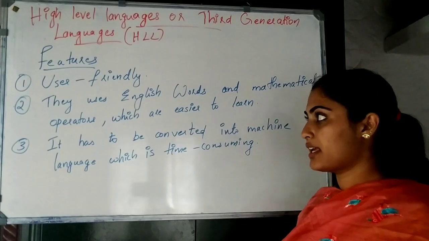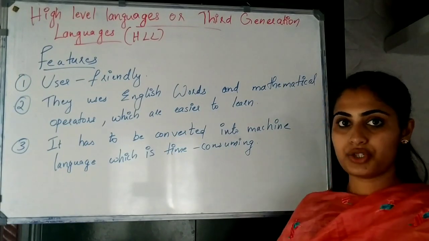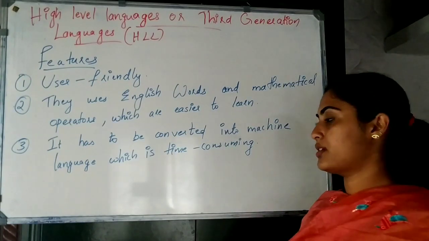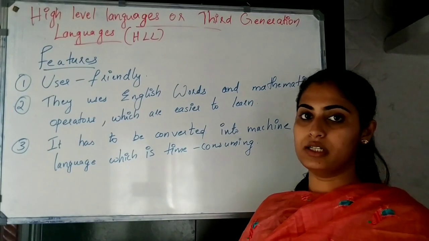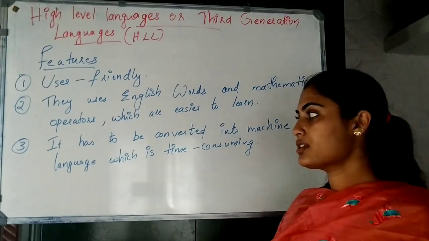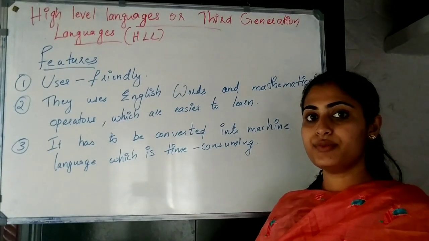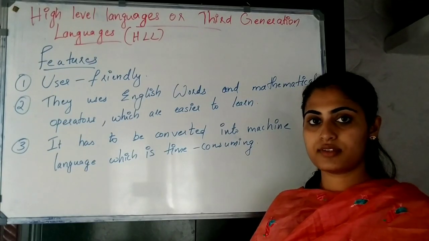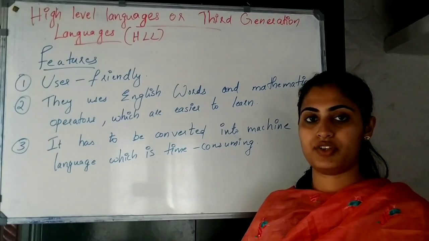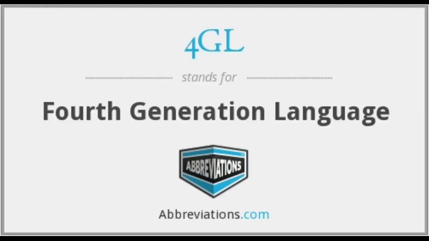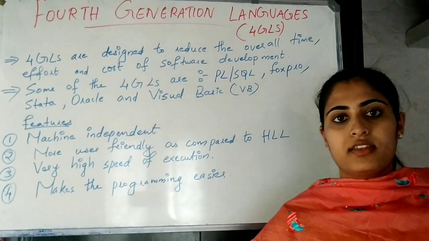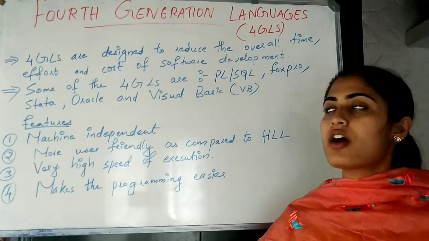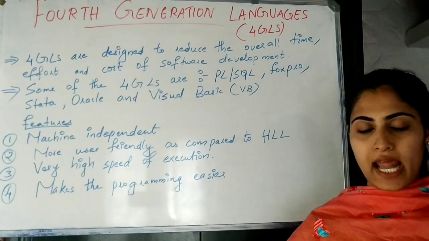Okay. The second point is they use English words and mathematical operators which are easier for learning. And third point is it has to be converted into machine language, and that is a time consuming process. So this is about high level languages. The next language is fourth generation languages.